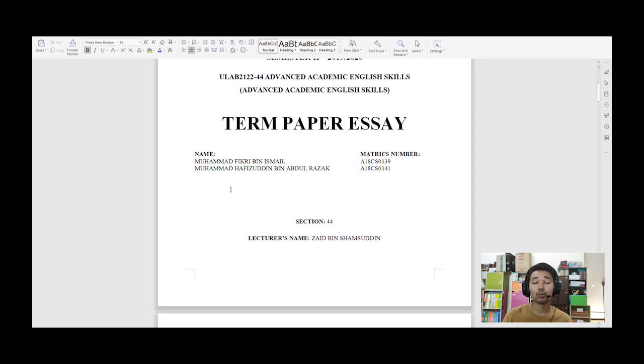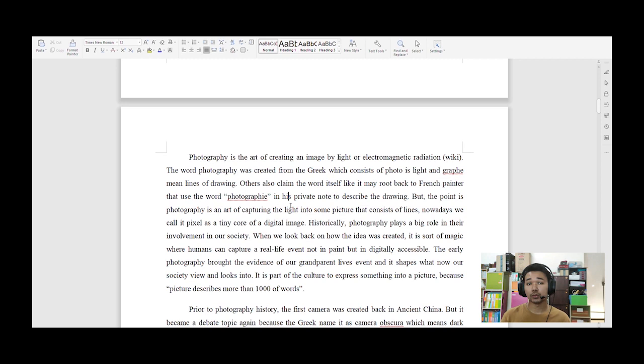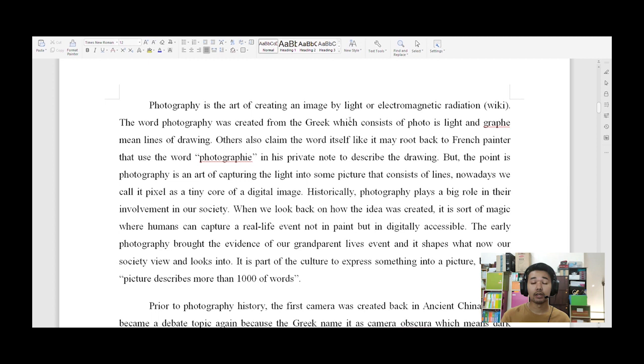So we begin with the introduction of photography. Photography is the art of creating an image from light and electromagnetic radiation. The word photography itself comes from two words: photo, which means light in ancient Greek, and graphē, which means the line of drawing. Others also claim that the word photography was coined in French, not by the French painter who described it as a paint.